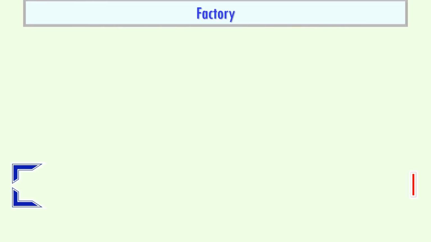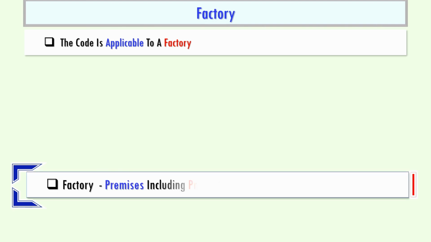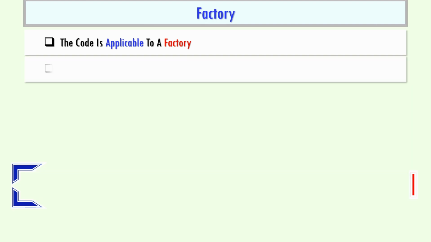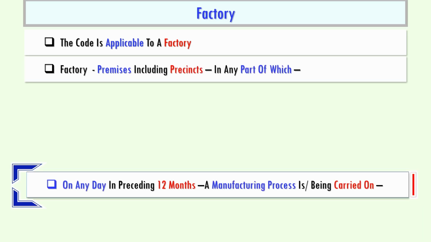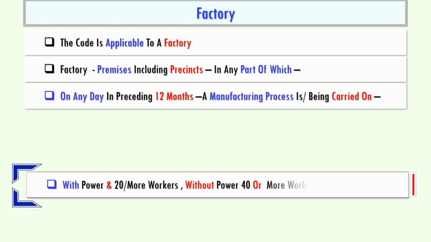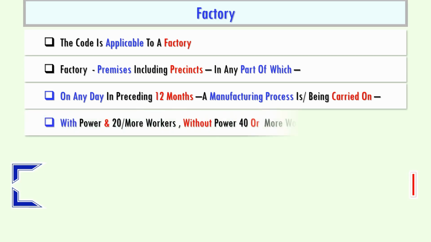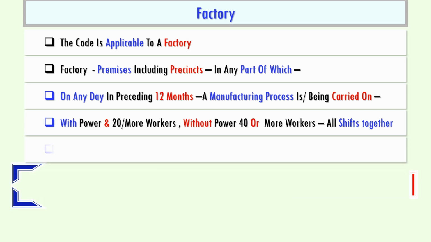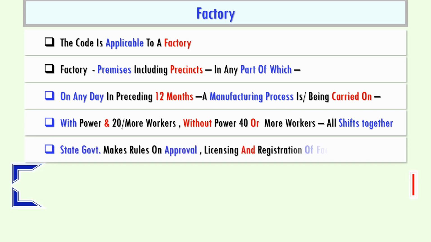The code is applicable to the second sector of factory. A factory is a premises including precincts thereof, in any part of which on any day in preceding 12 months a manufacturing process is carried on using power and 20 or more workers, or without power and 40 or more workers, taking all shifts together. State government is empowered to make rules on approval, licensing, and registration of the said factories.